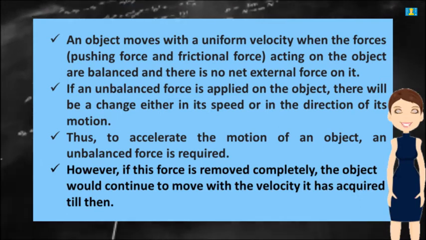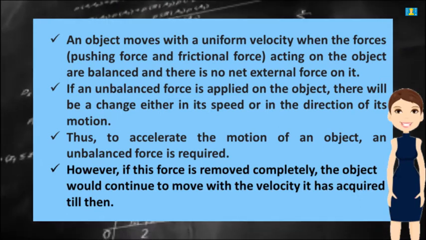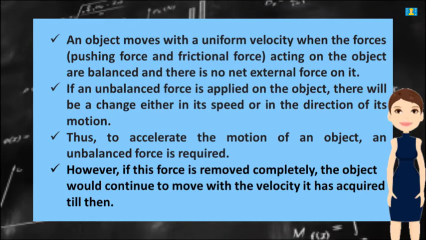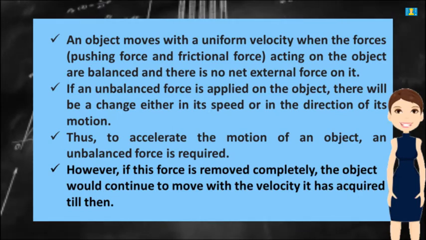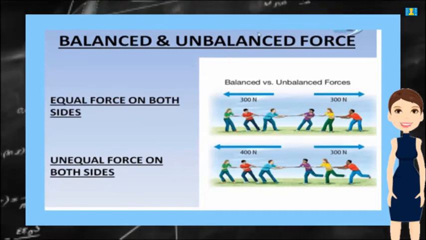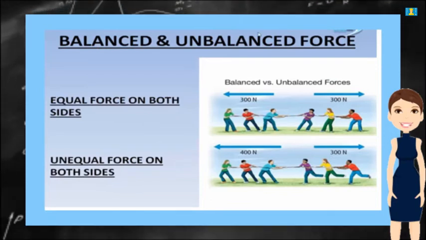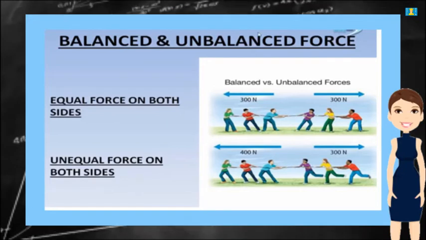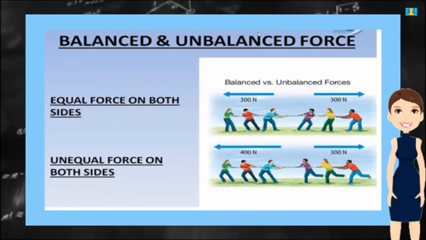However, if this force is removed completely, the object would continue to move with the velocity it has acquired till then. For example, balanced and unbalanced force. Equal force on both sides, unequal force on both sides.